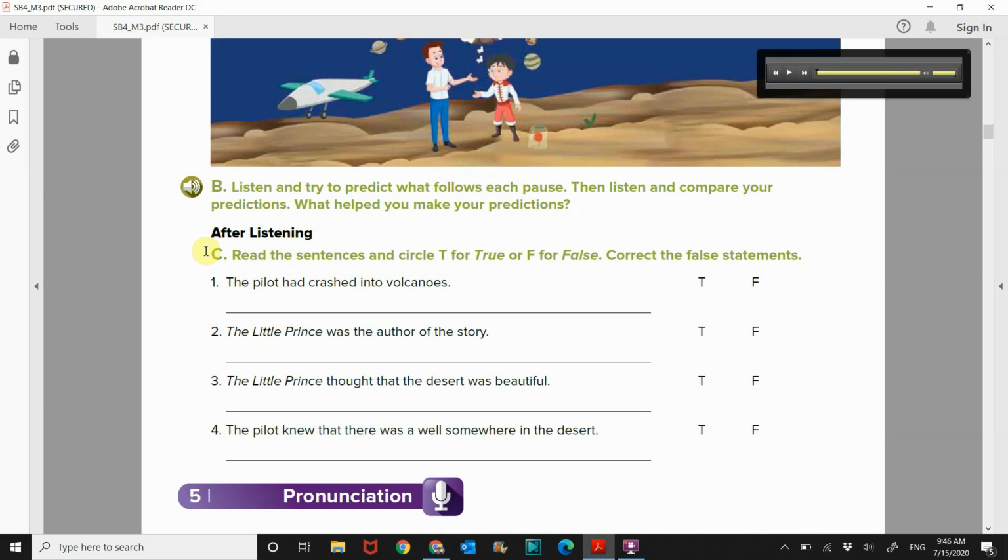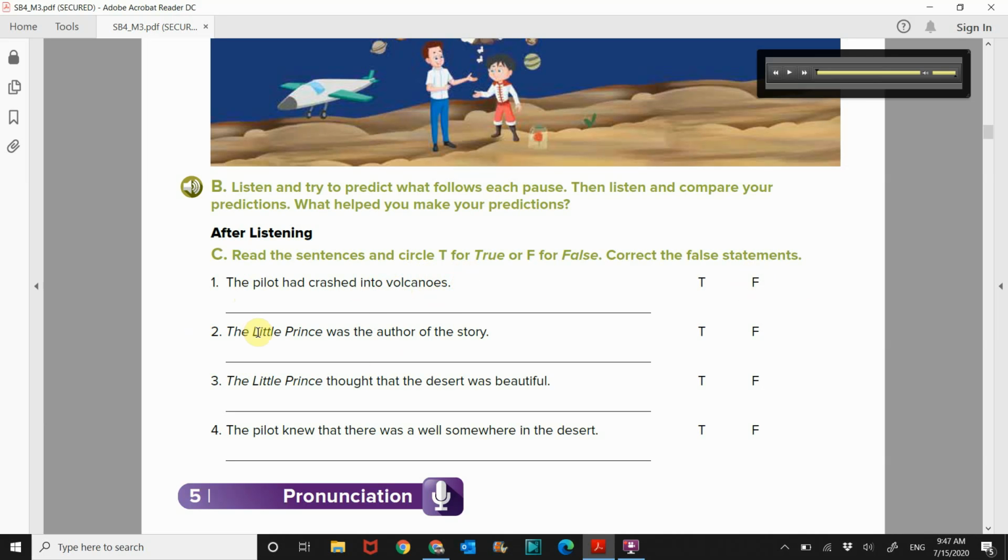Exercise C says to read the sentences and circle T for true or F for false. Correct the false statements. So the pilot had crashed into volcanoes. In the audio, it said deserts. So this is false. Change that into a desert.